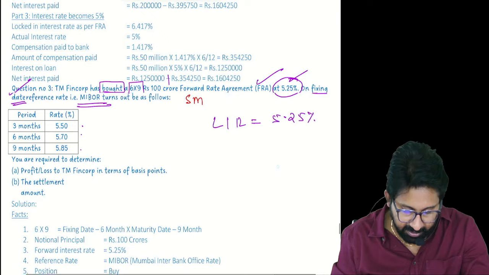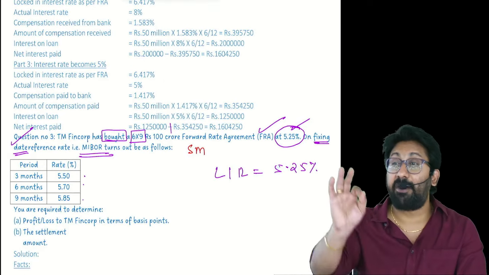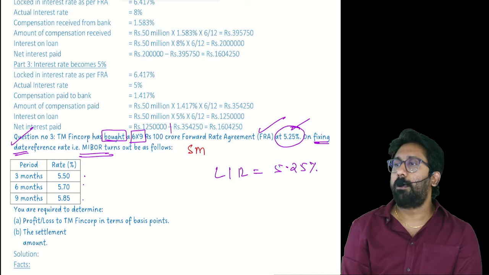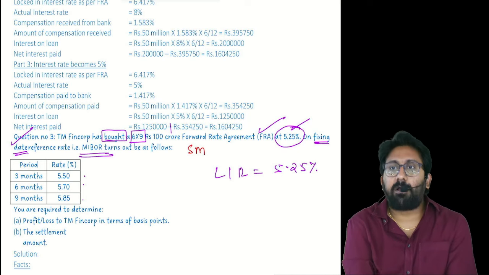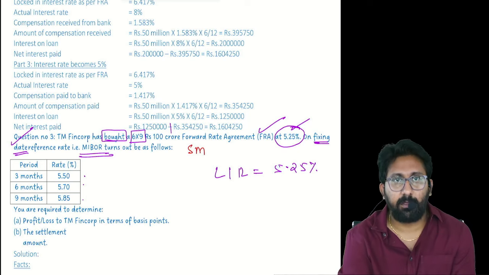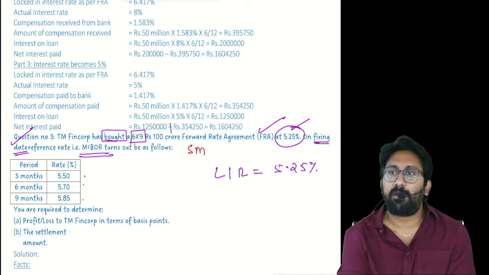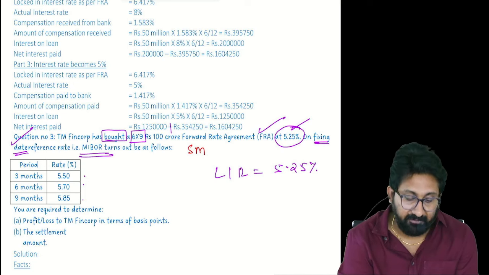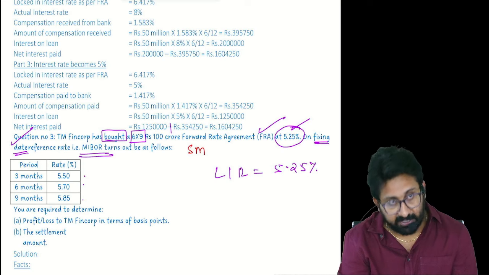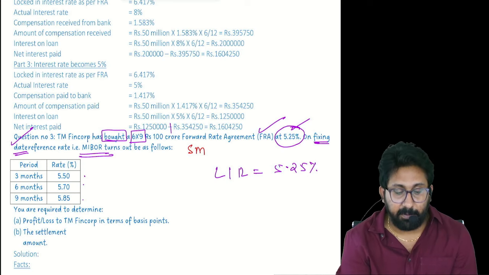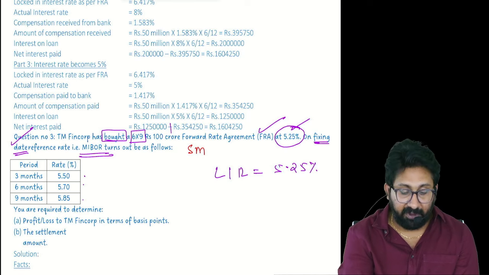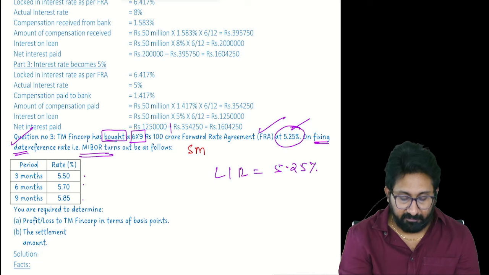Very, very important. Please listen carefully, the concept is complicated. If you don't see the answer, you can't understand. Point number one: I locked in what rate? FRA at 5.25% on the fixing date, meaning at the beginning of the 6th month. The reference rate of MIBOR turns out to be how much? 5.5, 5.7, 5.85? What is the relevant rate?